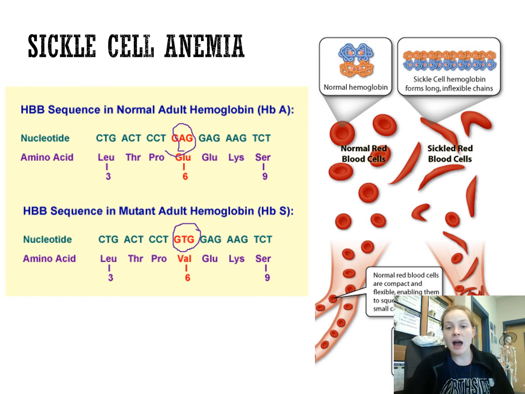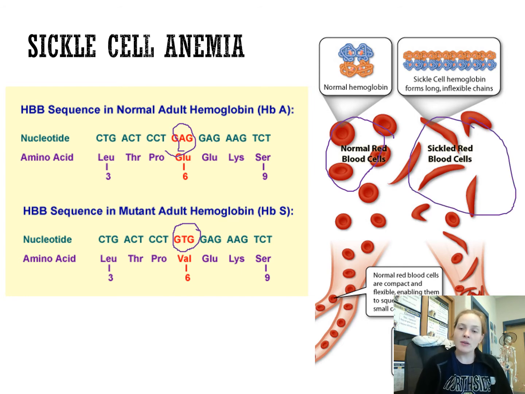If you look on the left, these are your normal blood cells. The ones on the right are what they look like if they're sickled. And so they can get stuck in your blood vessels. It makes it really hard to transport oxygen, and it's pretty dangerous. You have a high risk of stroke, things like that.